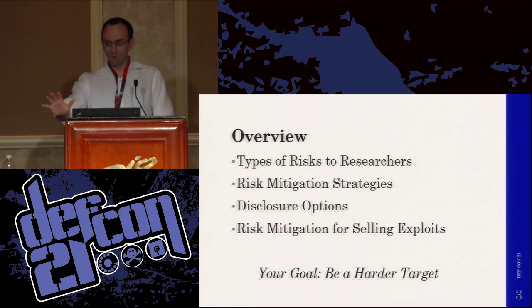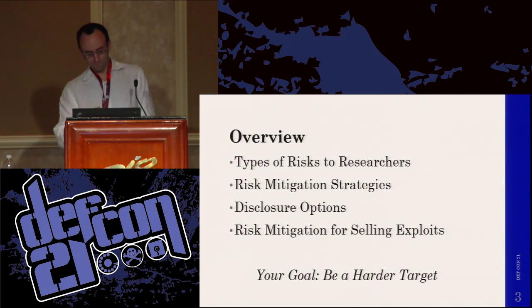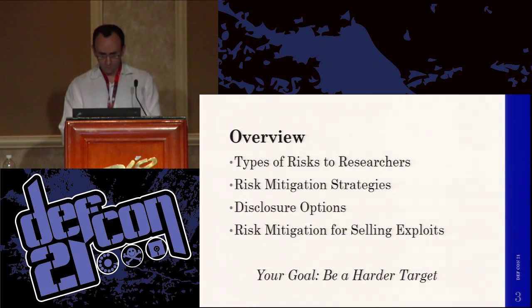So just as a quick overview of what we're trying to accomplish here in the next 20 minutes, I'm going to speak quickly to make sure we get it all in. We're going to cover the types of risks that are being faced by researchers, some risk mitigation strategies that researchers can take to try to reduce those risks, some of your options for disclosing a vulnerability that may have less risk, and then some of the risks that are associated with selling an exploit.